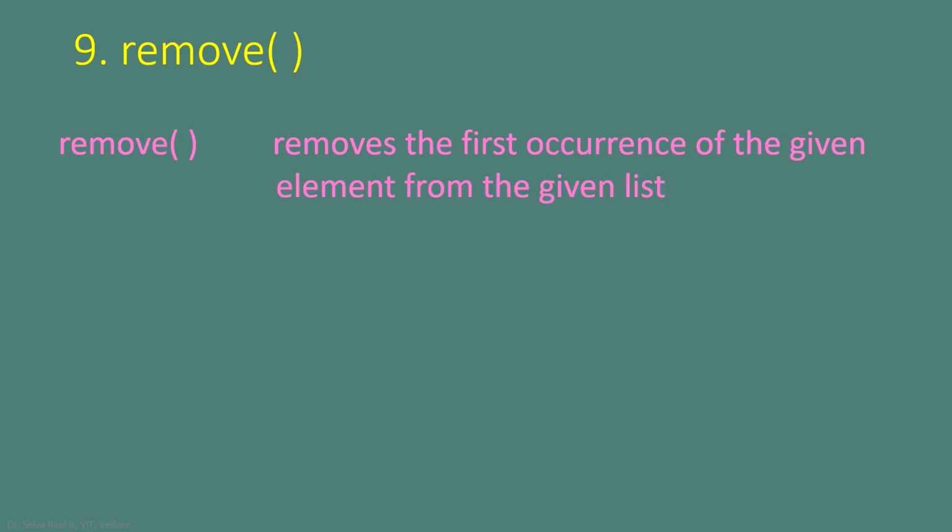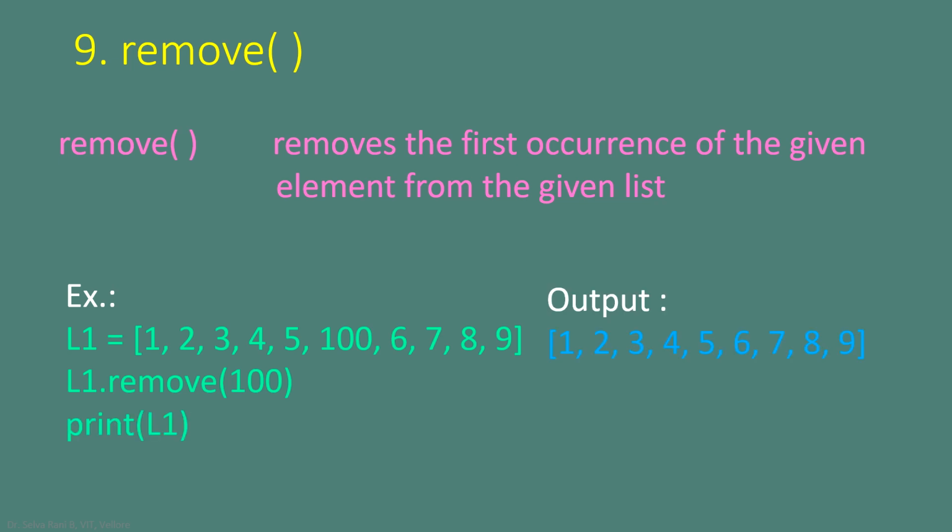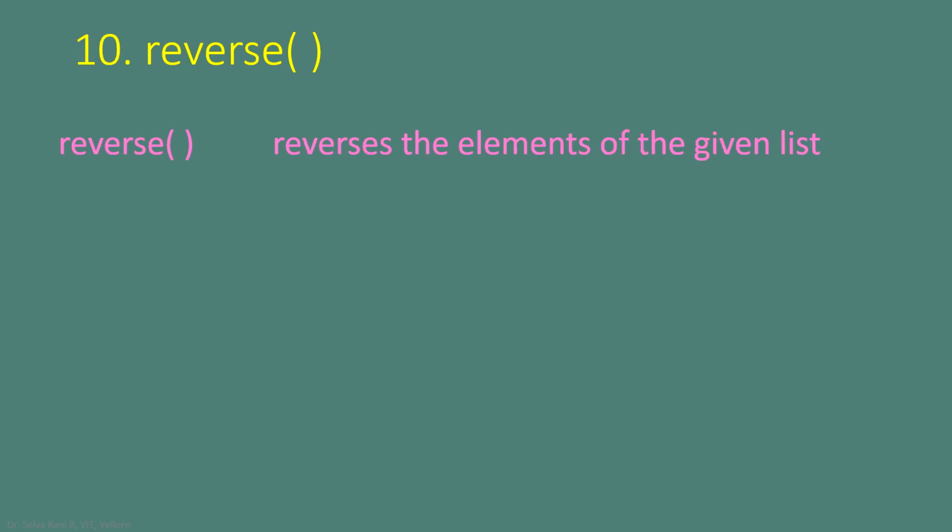Remove. Remove is the method which will help us to remove the first occurrence of any element from the given list, but we have to specify which element should be removed. Example, let L1 is having the same elements, and if we want to remove 100 from the given list L1, then we have to use the method remove by passing 100. L1 dot remove of 100. 100 will be removed, and if we print L1, we'll be getting the result as 1, 2, 3, 4, 5, 6, 7, 8, 9.